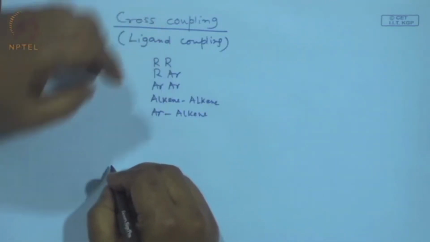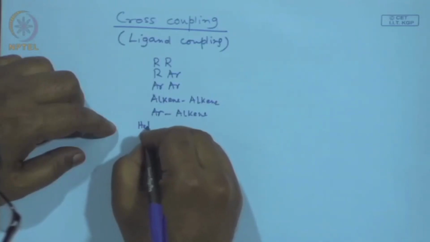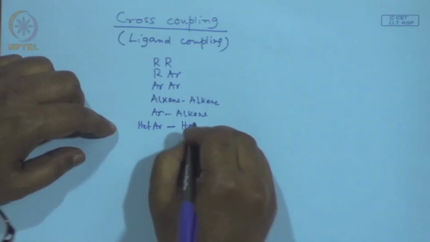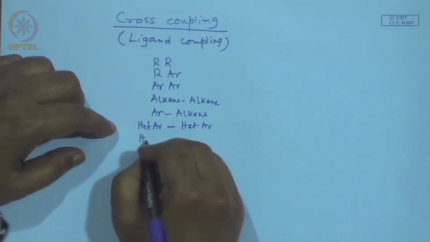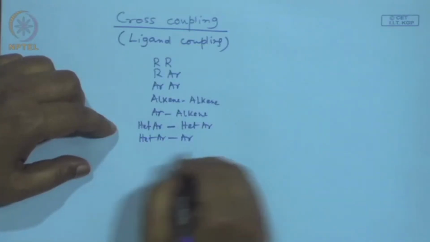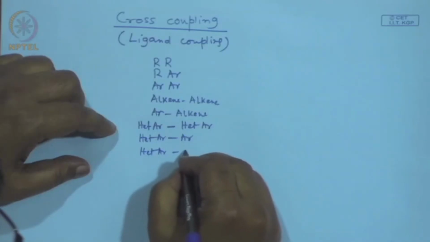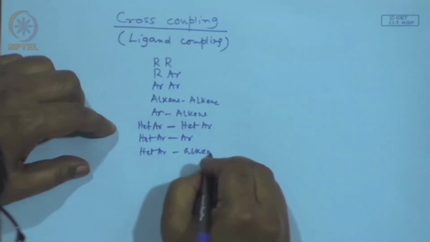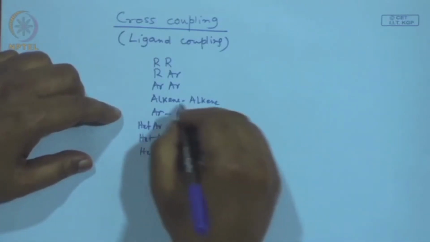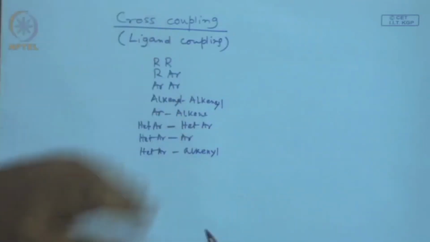What are the other possibilities? Now our domain, our scope, is heteroaryl. We have heteroaryl, aryl. You can go on writing so many things. Then heteroaryl and alkenyl. Instead of writing alkene, I write alkenyl. So you have so many possibilities.